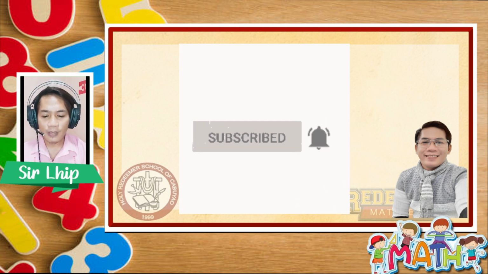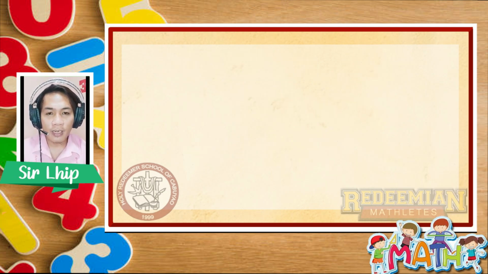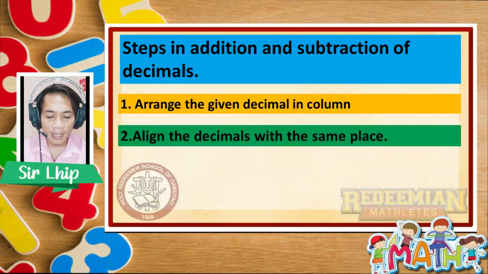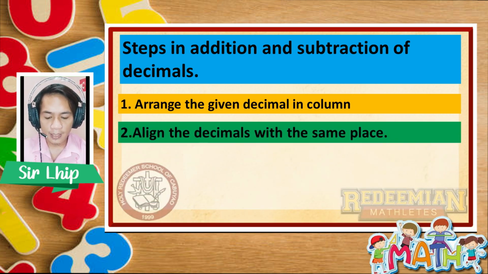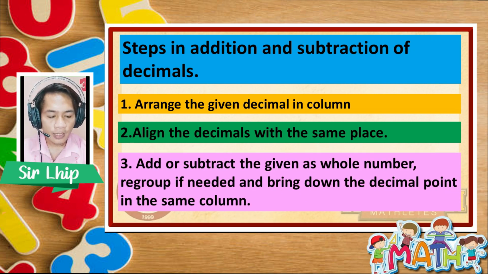For today's video, I will discuss the four fundamental operations, which are addition, subtraction, multiplication, and division of decimals. Addition and subtraction of decimals. Here are the steps. First, arrange the given decimals in column. Next, align the decimals with the same place. Lastly, add or subtract the given as whole numbers, regroup if needed, and bring down the decimal point in the same column.